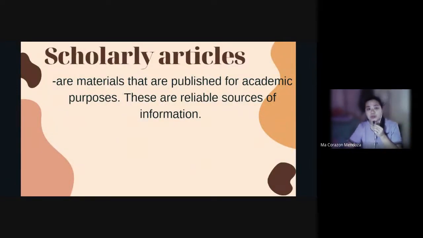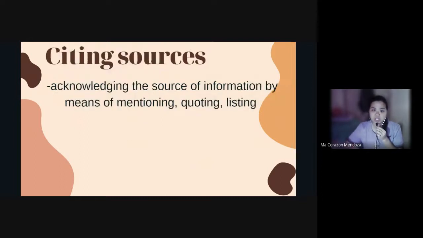Next, another term discussed or shown earlier is scholarly articles. These are materials that are published for academic purposes. So these are reliable sources of information. Next, we have citing sources.